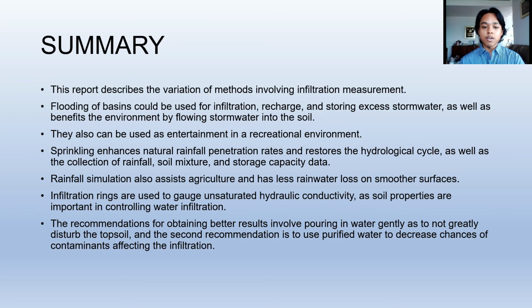Sprinkling enhances natural rainfall penetration rates and restores the hydrological cycle, as well as the collection of rainfall, soil moisture, and storage capacity data. Rainfall simulation also assists agriculture and has less rainwater loss on smoother surfaces. Infiltration rings are used to gauge unsaturated hydraulic conductivity, as soil properties are important in controlling water infiltration. The recommendations for obtaining better results involve pouring in water gently so as not to greatly disturb the topsoil, and using purified water to decrease the chances of contaminants affecting the infiltration.